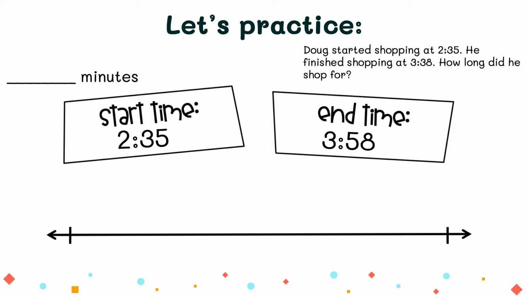Okay, let's do one more practice problem. So Doug started shopping at 2:35. He finished shopping at 3:58. How long did he shop for? So we have a start time of 2:35 and an end time of 3:58. So that means we're going to be using our jumps to find our answer. So we're going to count up those jumps.